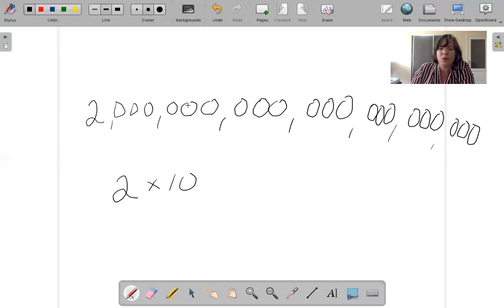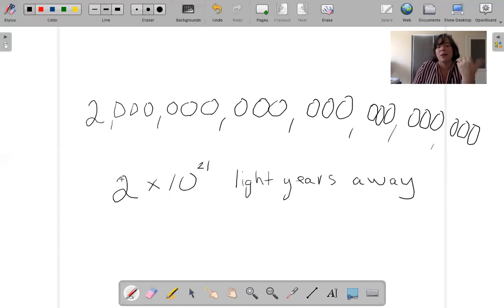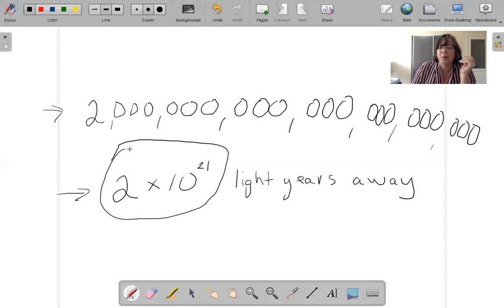2 times 10 to the 21st, 10 to the 21 light years away. If you were looking at a test, wouldn't you rather see this number than this number? And these are all zeros. What if they were all like 9.987432? I mean, it's so much easier. I understand that for some of you, like literally right now, this is the first time you're ever seeing it. This might still be a little scary for you. But when you get more and more used to it, this will look so simple and easy compared to this.